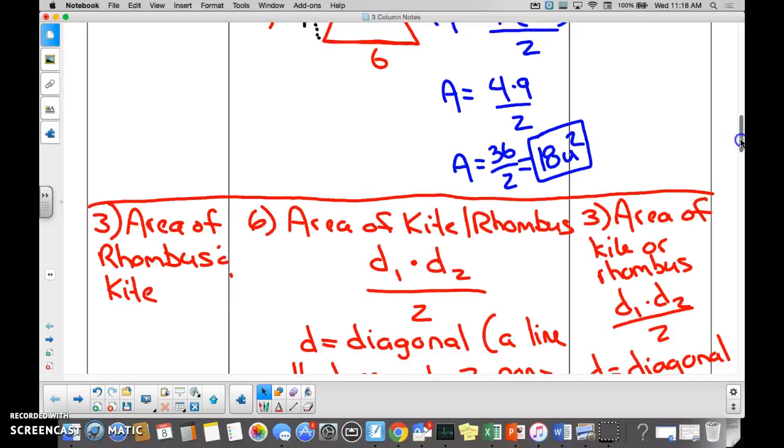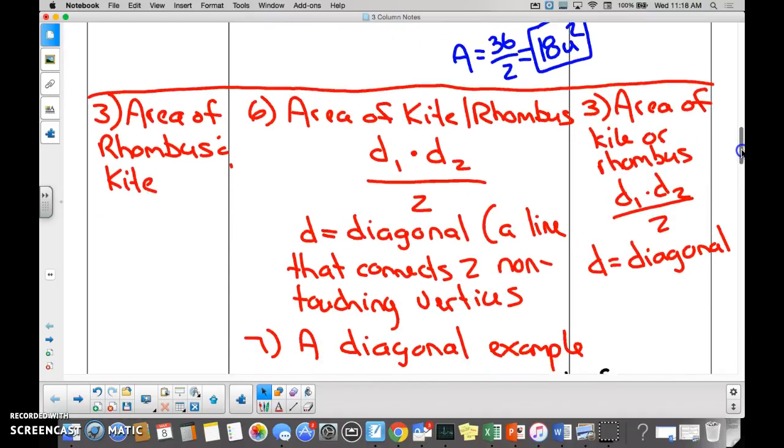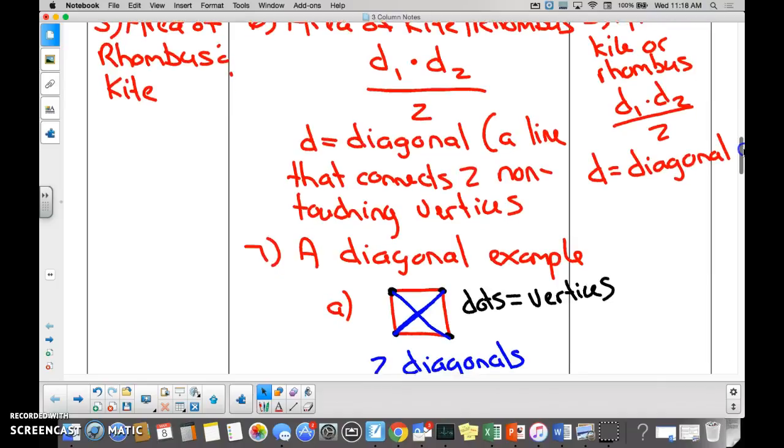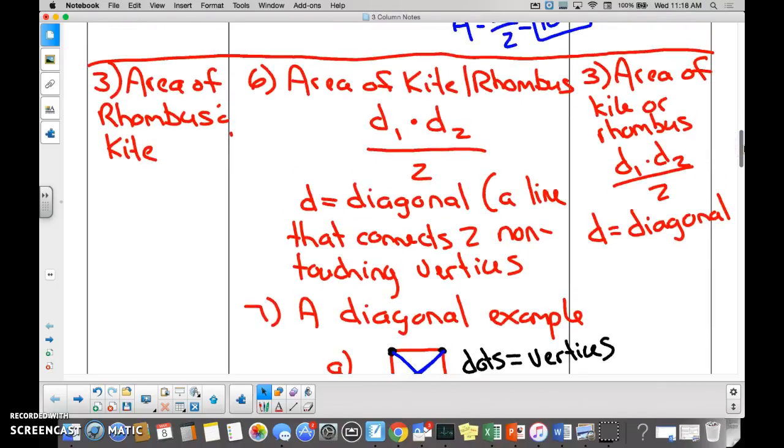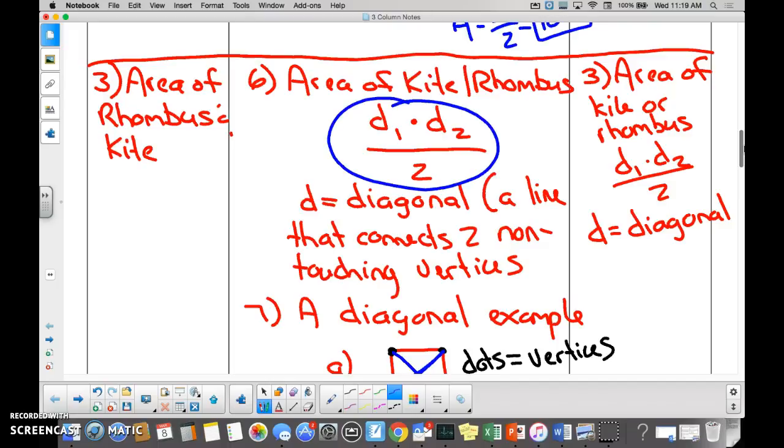Landon, you with me back there? I hope so. The new information for you today, area of rhombus and kites. Give me the formula, Landon. Diagonal 1 times diagonal 2 divided by 2. You probably don't need to have that memorized because they'll give it to you. You just need to know how to use it.